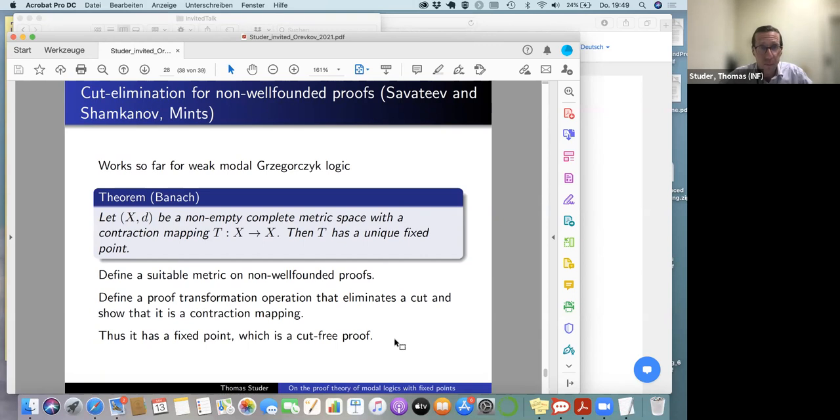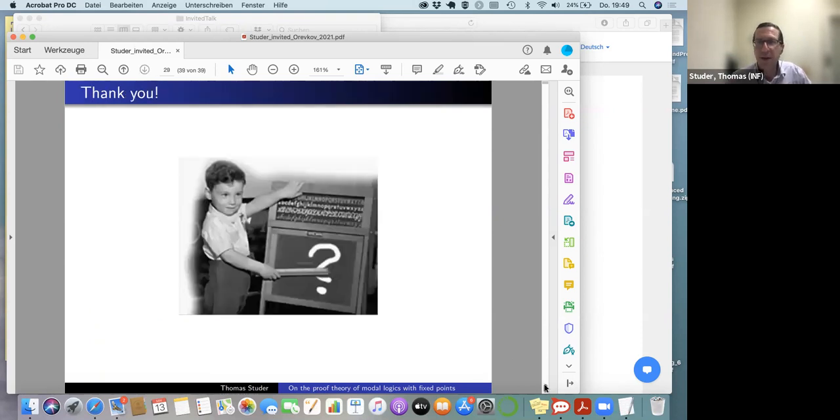non-well-founded proofs. So, we don't have this for common knowledge now, or even for the mu calculus. But there are some logics where this works, and this is a very nice technique which Daniel developed. Okay, that was my talk. Thank you very much for listening, and sorry for the technical problems.